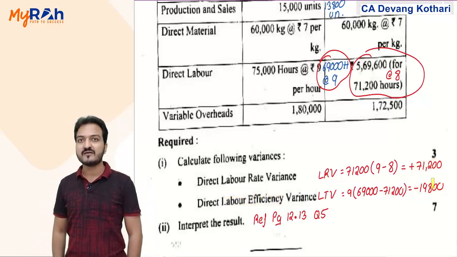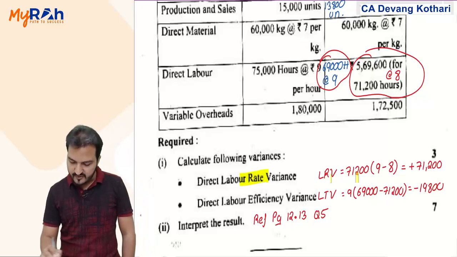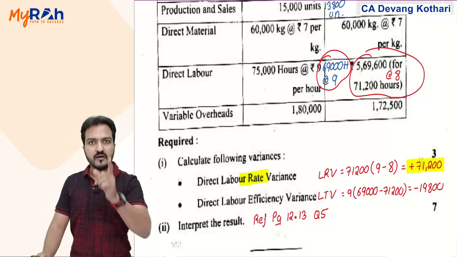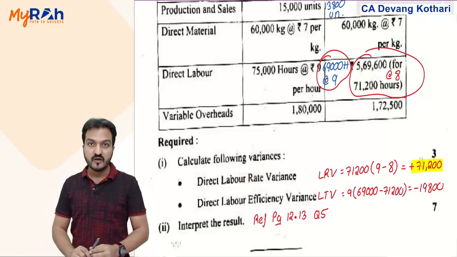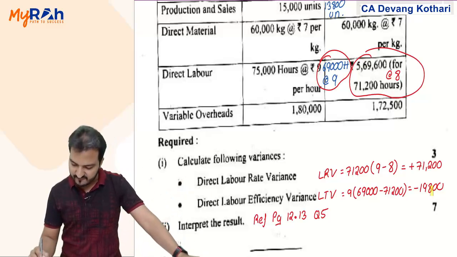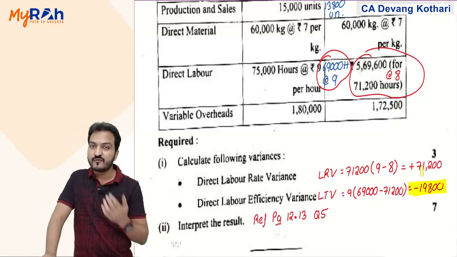Now, what will be the reason for this? Well, I can give a cross-reference reason here. My rate variance is favorable, meaning I saved on the rate, I paid a lesser rate to my workers. Maybe that is why my workers have become less efficient. My workers' efficiency has decreased because I paid a lesser rate. That can be one of the reasons.